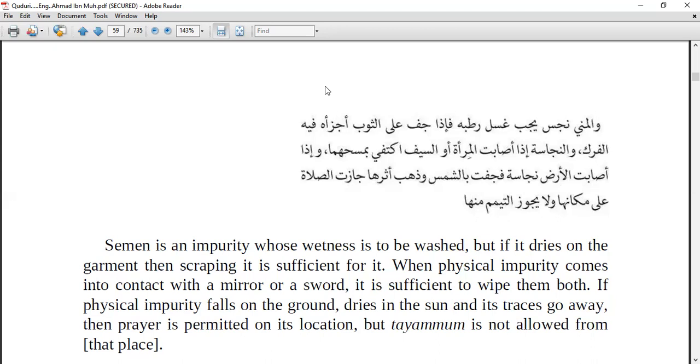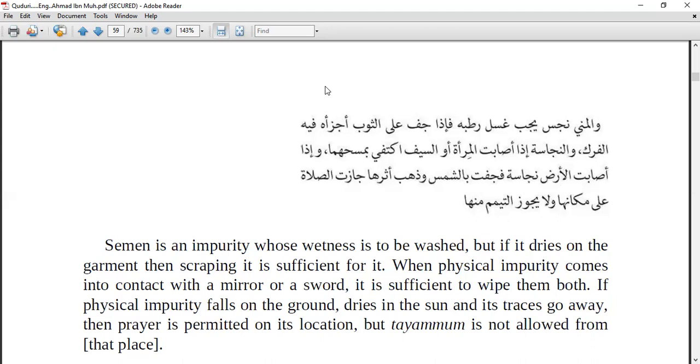وإذا أصابت الأرض نجاسة, the fifth way, and this is exclusive to land, if impurity falls on the ground, فجفت بالشمس, and the sun dries it up. Not necessarily the sun, anything that dries it up. وذهب أثرها, and the traces of that najasa go away. You can't see it, you can't smell it. جازت الصلاة على مكانها, then you can pray on that location. ولا يجوز التيمم منها, but you cannot make tayammum from that place.